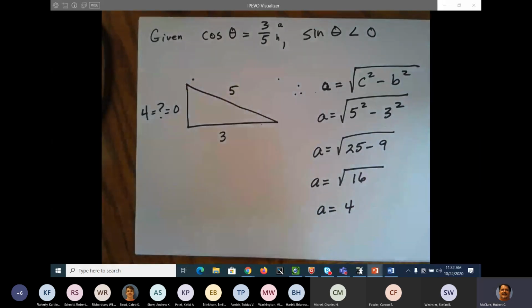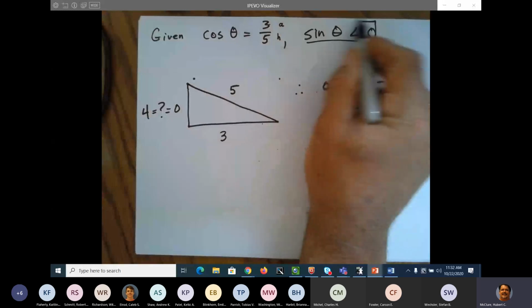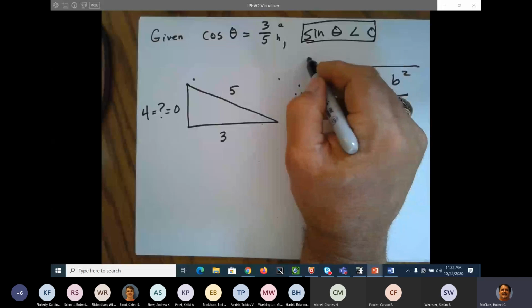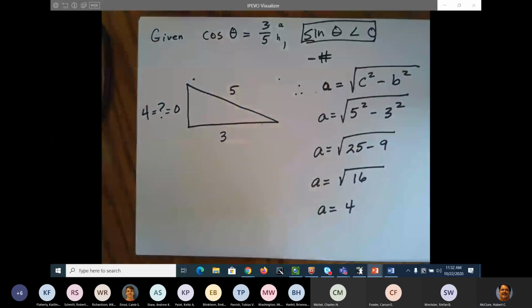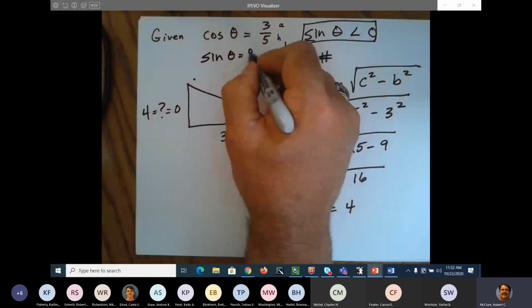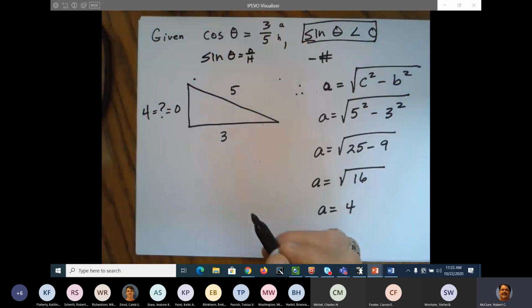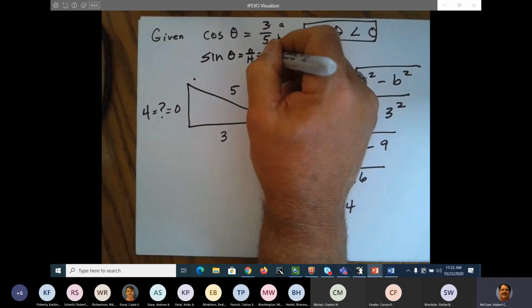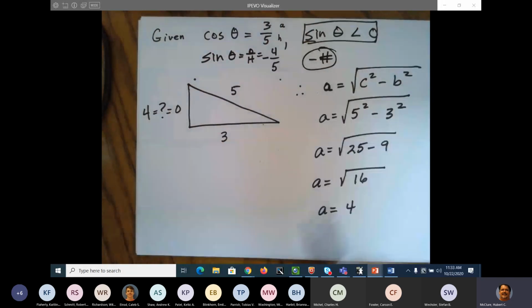And we know that the sine is negative. This right here means the sine is negative. So whatever I get the sine of, it's going to be a negative number. So the sine is equal to SOH, opposite over hypotenuse, and that's going to be equal to 4 over 5. And I put a negative in front of it because the rule says the sine is going to be negative. Does that help? Yes, sir. Thank you.